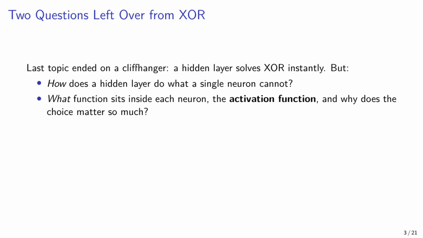The second is what function sits inside each neuron, the activation function, and why does that choice matter so much? Here is the punchline before the proof. Most answers turn out to be the same one word, non-linearity.